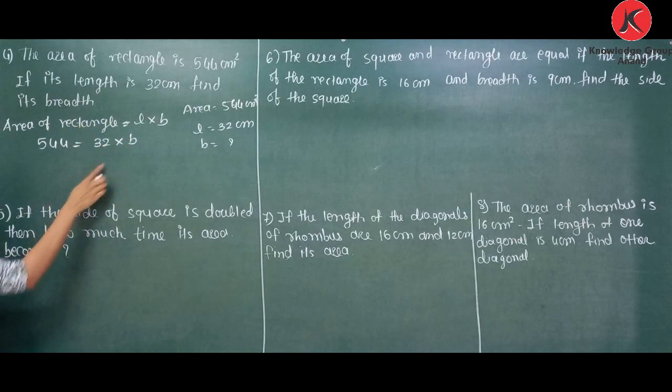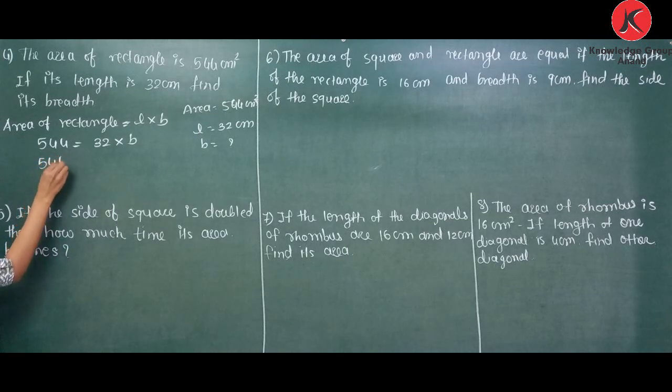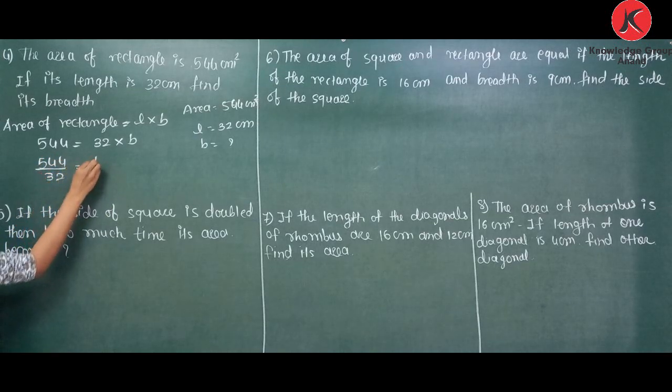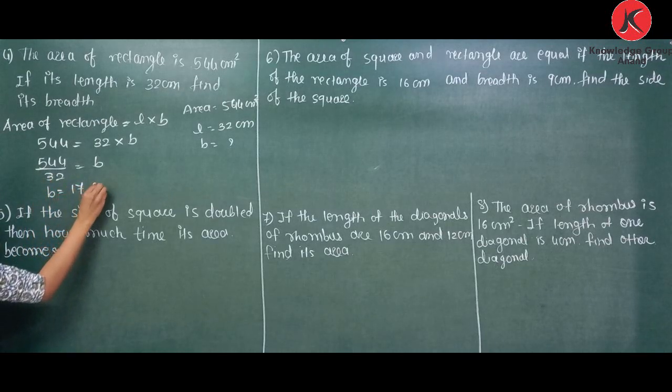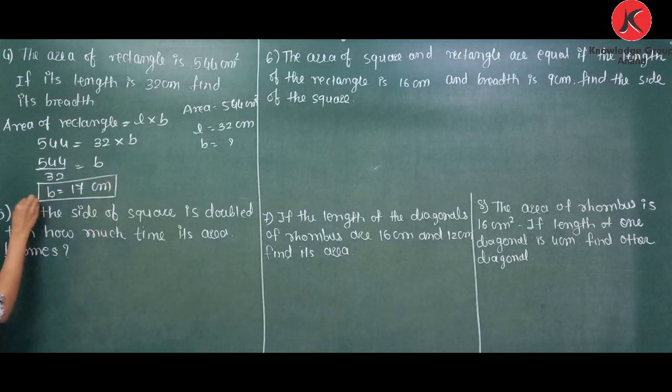So take this 32 in a divide. So 544 divided by 32, that is B. If you divide this, you will get 17 centimeters. So breadth of the rectangle is 17 centimeters. Clear? This kind of example can be asked for MCQ also, or in 1 or 2 marks question.